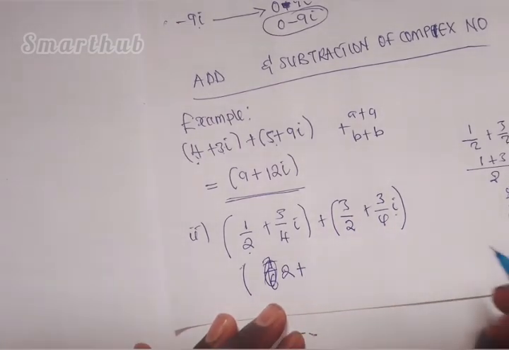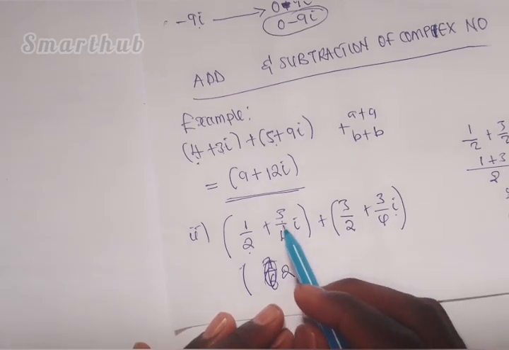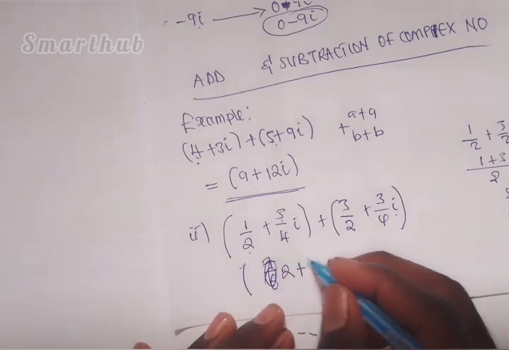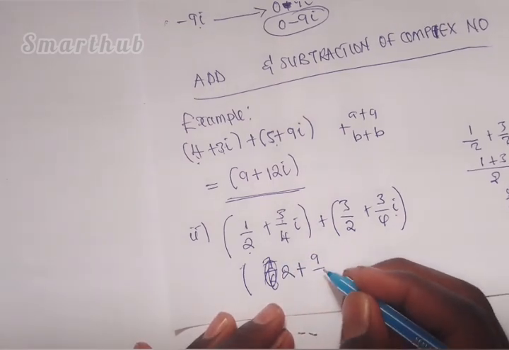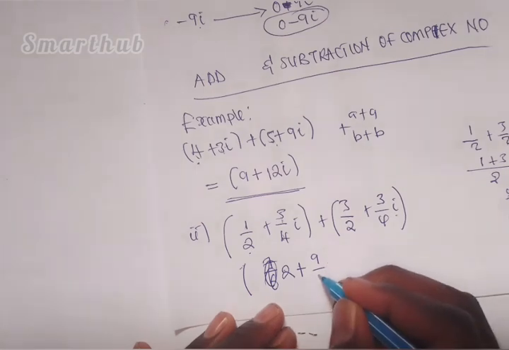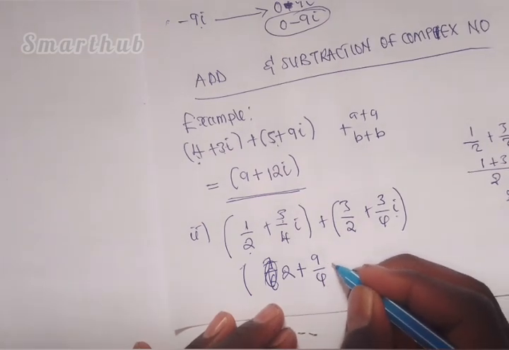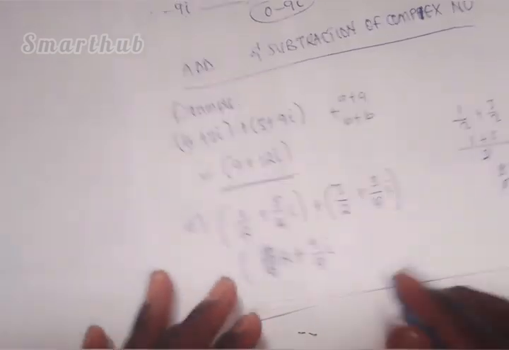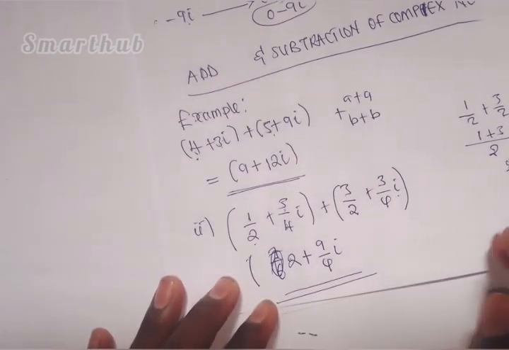Plus, when you have 3 over 4 plus 3 over 4, you're going to get 9 over 4i, like this.